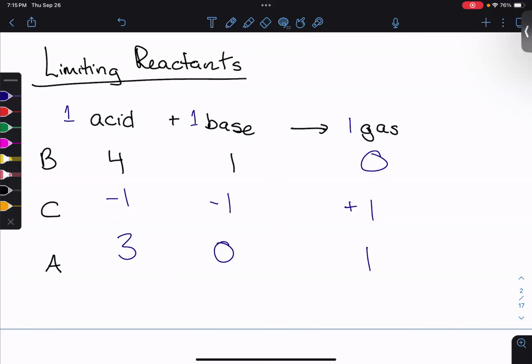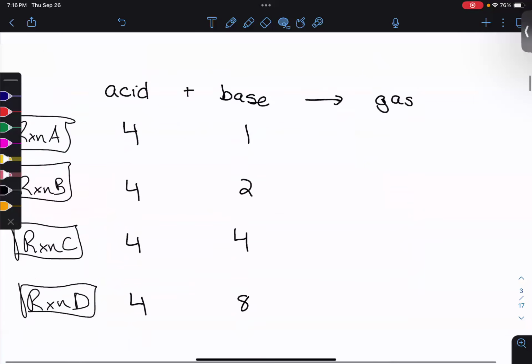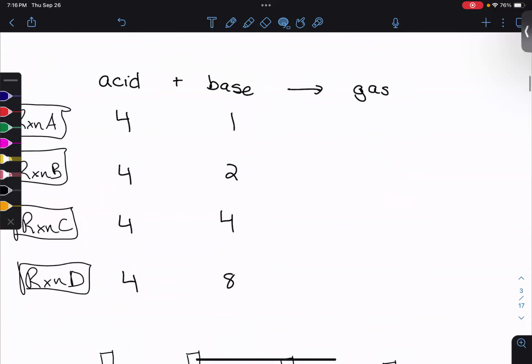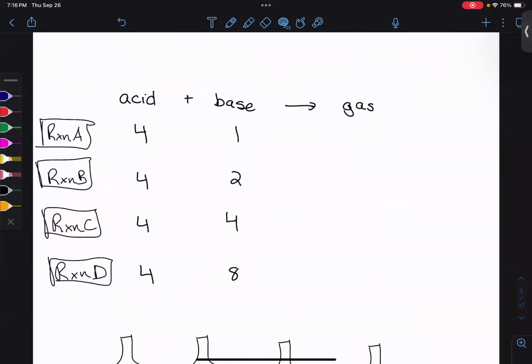If you pick the wrong one, you will get negative numbers. Pretend, what if I think the acid's going to run out first? So -4, 0. But if 4 acids react, how much base should also react? 4. And then how much gas should you make? +4. But there's a problem. You get a negative number, so that is incorrect. So I hope with these numbers, you can clearly tell which thing is the limiting reactant.